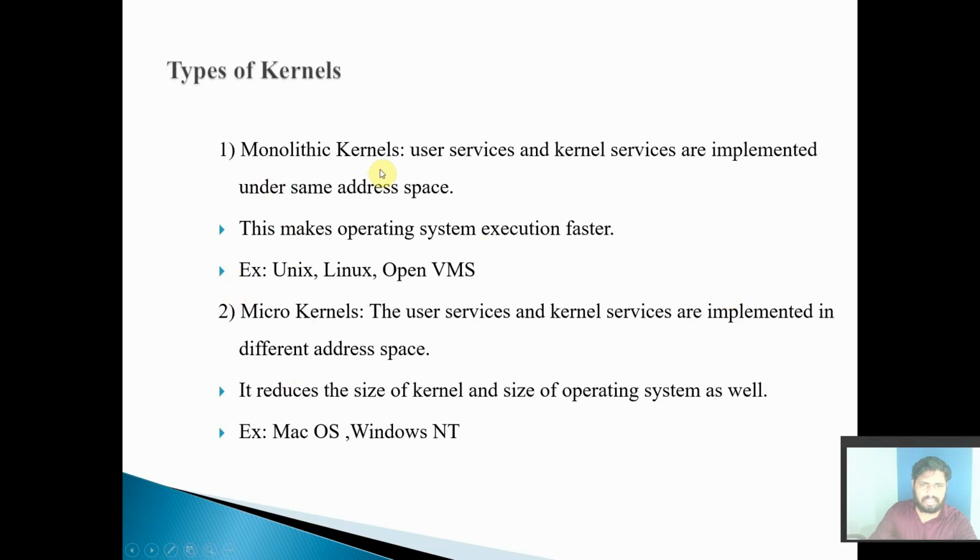Monolithic kernels are used in the UNIX environment, Linux environment, and again OpenVMS environments. Coming to the microkernels, microkernels are also used to reduce the size of the kernel and the size of the operating system as well. These kernels are used in Mac OS and Windows NT. So these are the types of kernels: monolithic kernel and microkernel. Monolithic kernel is used in Unix, Linux, OpenVMS, and microkernels are used in Mac OS and Windows environments.